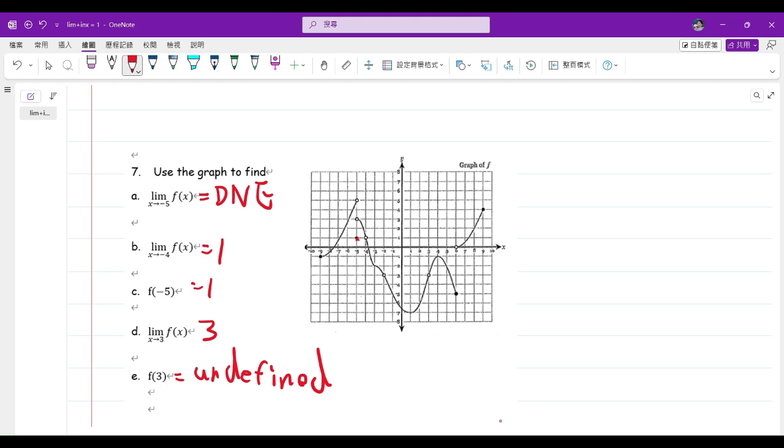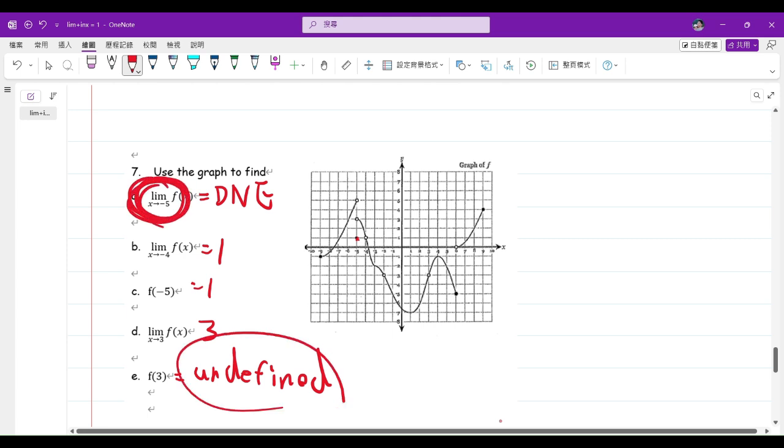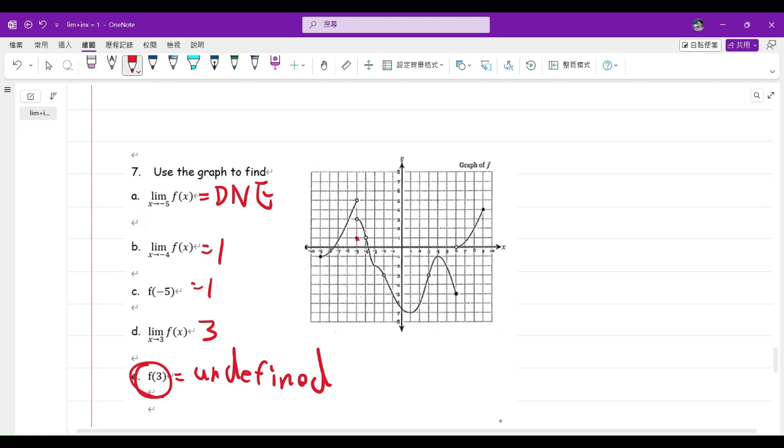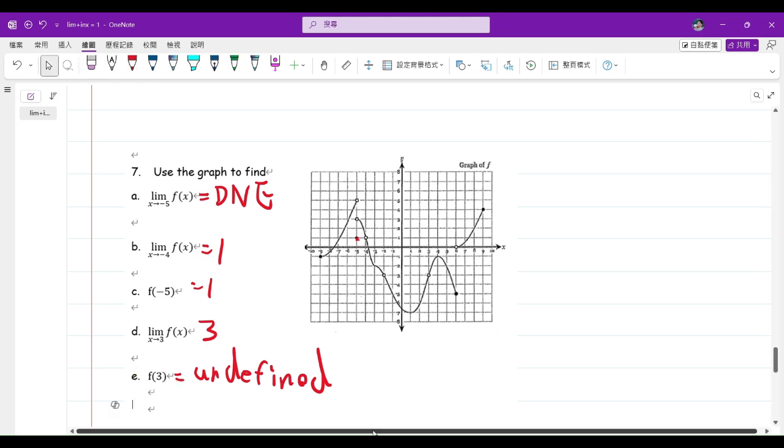Okay, so let me repeat again. Does not exist, we use for limit. Undefined, we use for the value of f of x. Don't mix up. Does not exist, use for finding the limit, and undefined we use for this. There's no value. Cannot find the value for that input of a function. Okay.